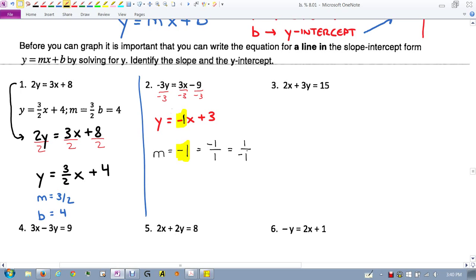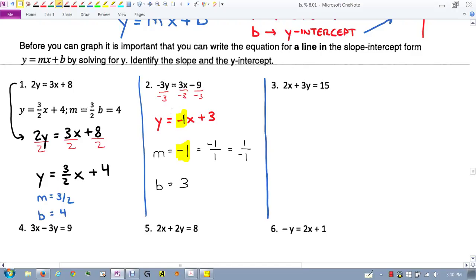Okay? The answer is what's in yellow, but just keep in mind, that's what I was saying earlier, that when you have a number, you can always rewrite it as a fraction. What's the y-intercept? 3. Okay, how about the next one?